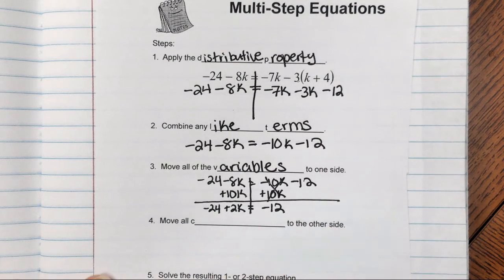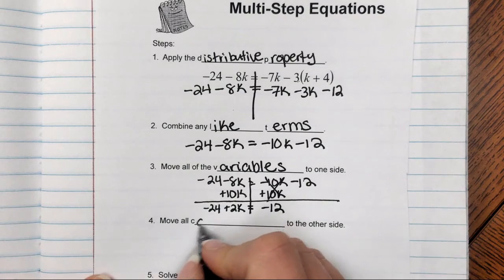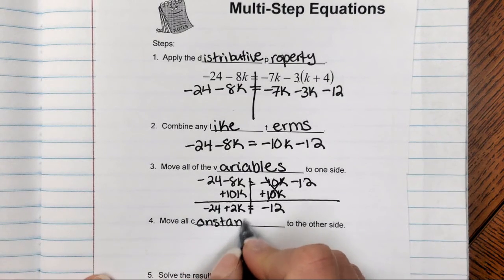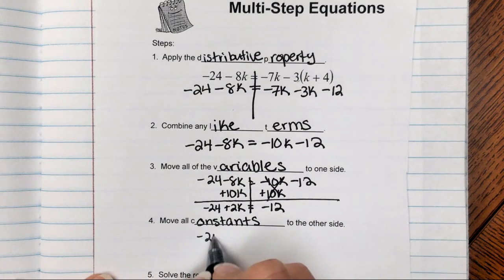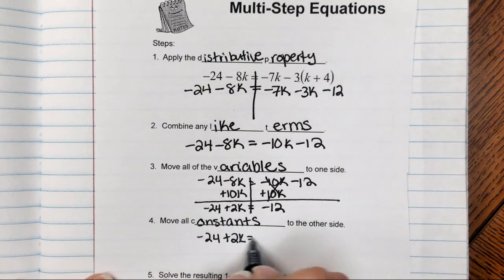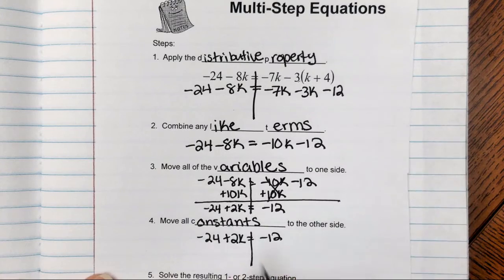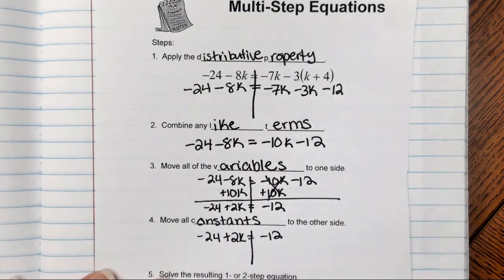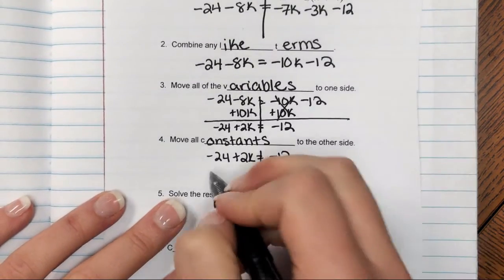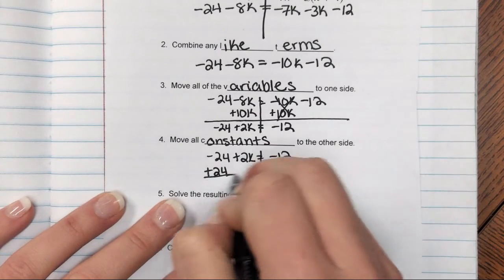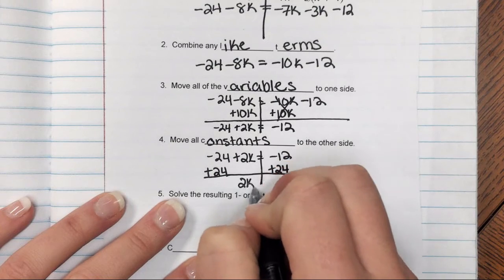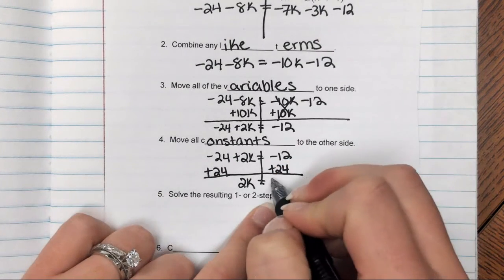Step 4 is to move all constants to the other side. So I have -24 plus 2k equals -12. I'm going to move the -24 over to the right by adding 24 to both sides. And when I do that, I end up with 2k is equal to +12.